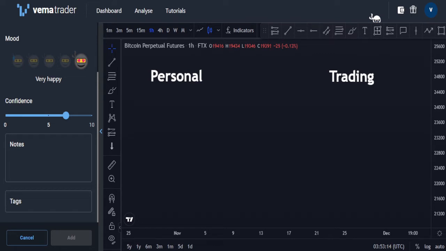What manual tags do you want to add that you can then collect data on and analyze that data later? So I like to split these into categories. And the very first category split that I use is personal versus trading. Personal tags are things that affect me personally. They're not trading related, but they're things that can affect how I trade.